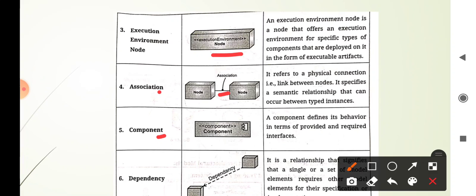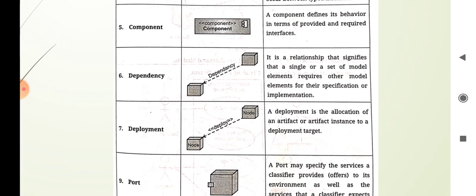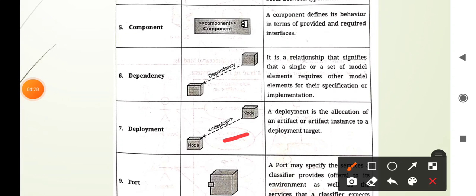Then component, here this is the symbol for a component. A component defines its behavior in terms of provided and required interfaces. Then dependency, this dotted line with an arrow is the symbol for dependency, and it is a relationship that signifies that a single or a set of model elements requires other model elements for their specification and implementation. Then here is deployment. This is the symbol for deployment. Deployment is the allocation of an artifact or artifact instance to a deployment target.